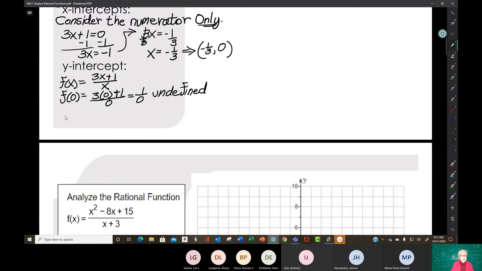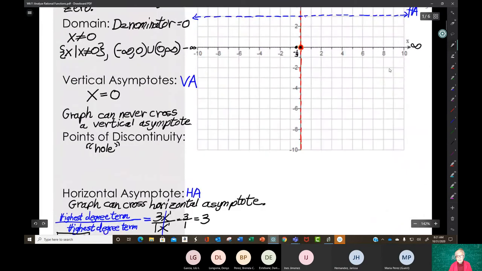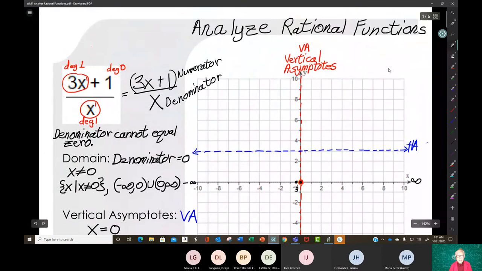So what does that mean? That means there is no y-intercept. That can happen. So now we have all the information we need, except it might be a good idea to graph it and take a look.